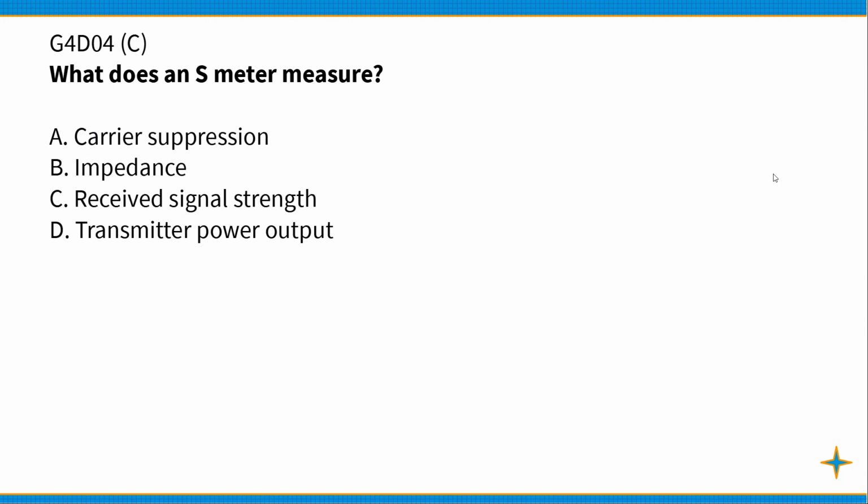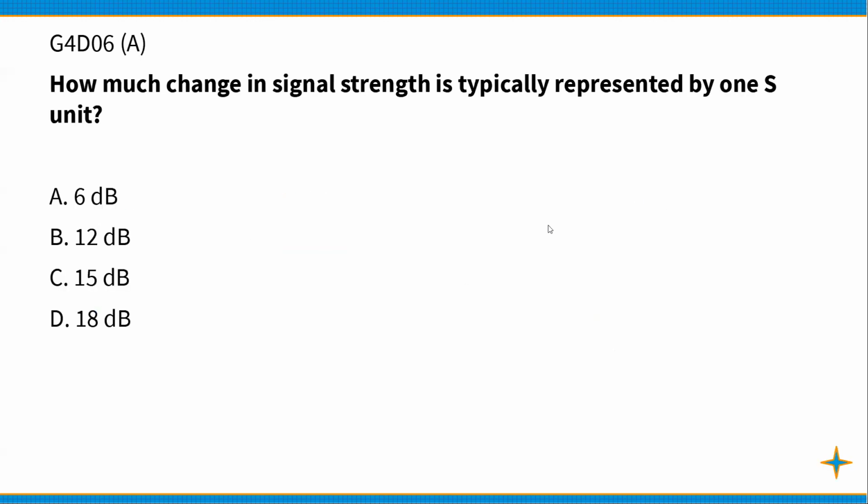What does an S meter measure? Receive signal strength. How much change in signal strength is typically represented by one S unit? 6 dB.